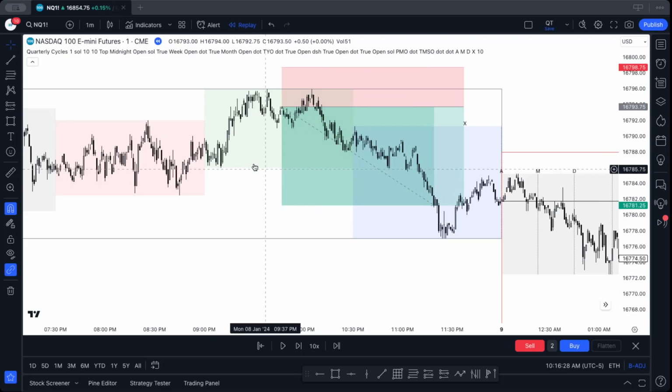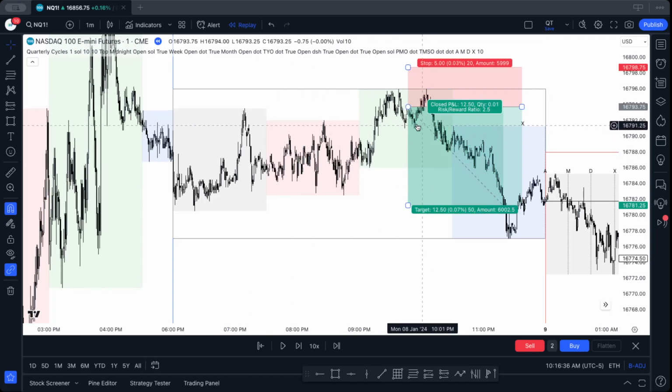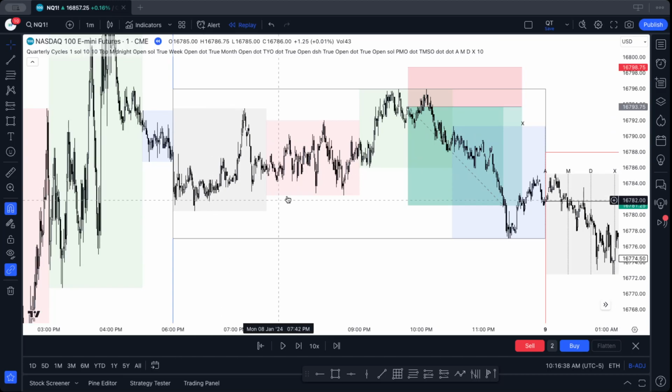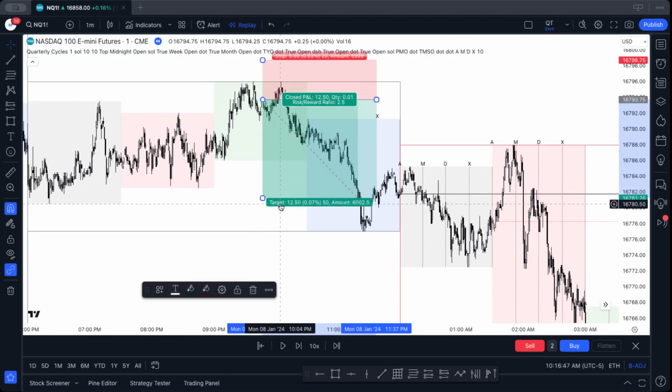So that would have been a good trade just based off of the fact that the manipulation didn't really give us much. It also accumulated even more. And then here we came up. So I'm wondering if this was accumulation, this was the manipulation, and this was the distribution. So it could have been the case. And so that was a very good trade.